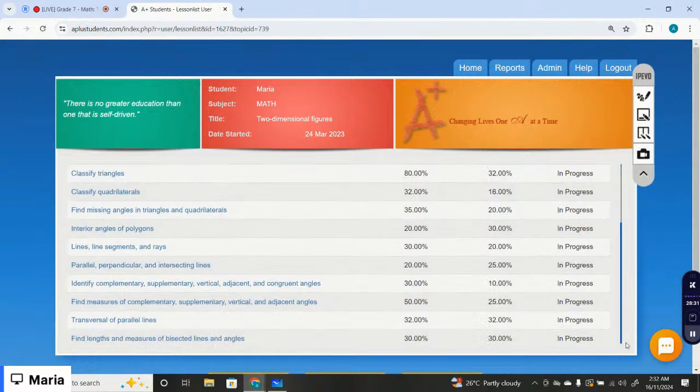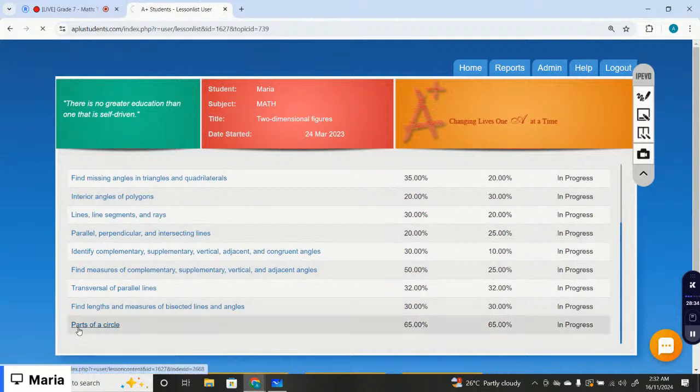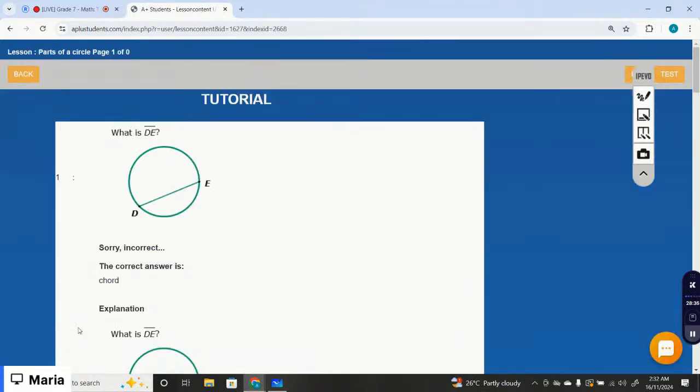So that is the last lesson from the chapter parts of a circle. Let's just start with the lesson. What is DE? So DE is a chord. Why? Because that is a line that does not pass through the center of the circle. So if a line is not passing through the center of the circle, it is known as a chord. So that is a chord. Let's just start with the test questions.